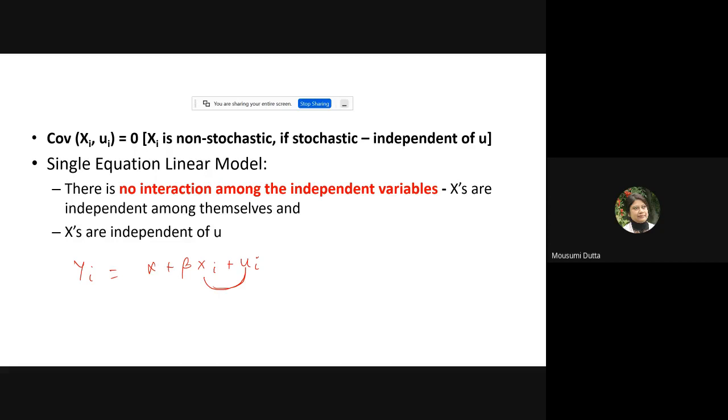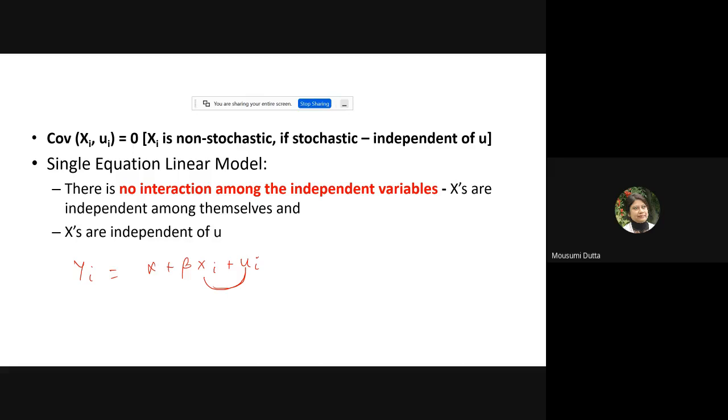We want to frame a classical linear regression model, and for that matter, we are not allowing any functional relationship between the variables which we have in the right hand side. Therefore, we are assuming that covariance between xi and ui is equal to 0. This we are assuming.